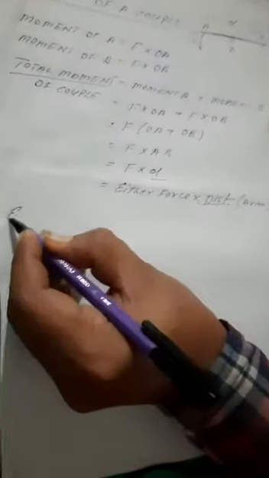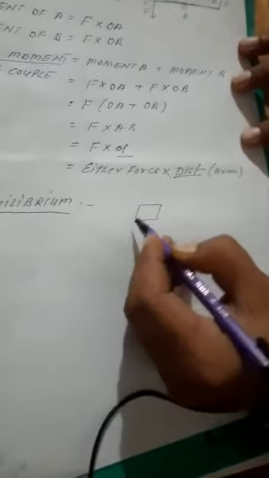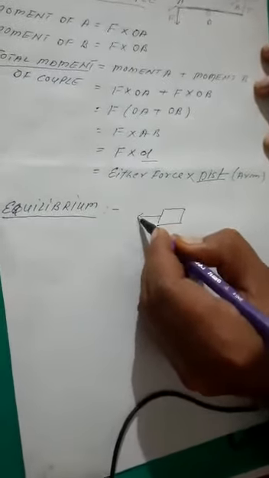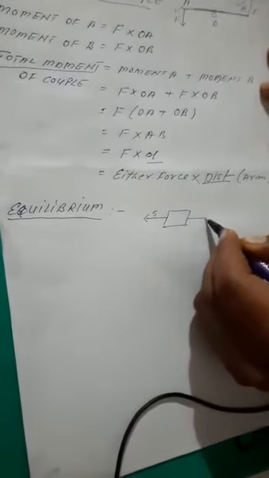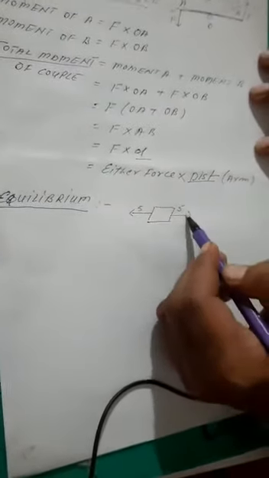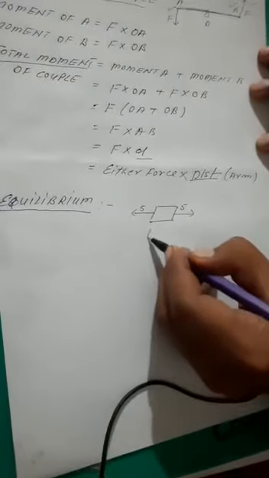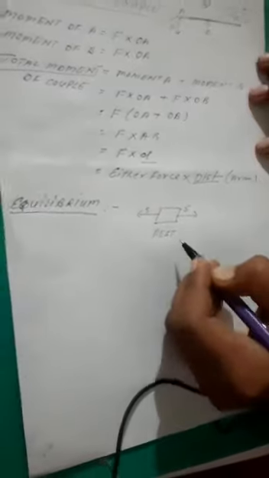Now the next topic which we are going to discuss is equilibrium. What is equilibrium? To understand this, first of all, take an example. Suppose you have a body and you apply, suppose, 5 Newton force in this direction and the same force in the opposite direction. Now if I am applying the same force in the opposite direction, definitely the body is not going to move. It will remain at rest.